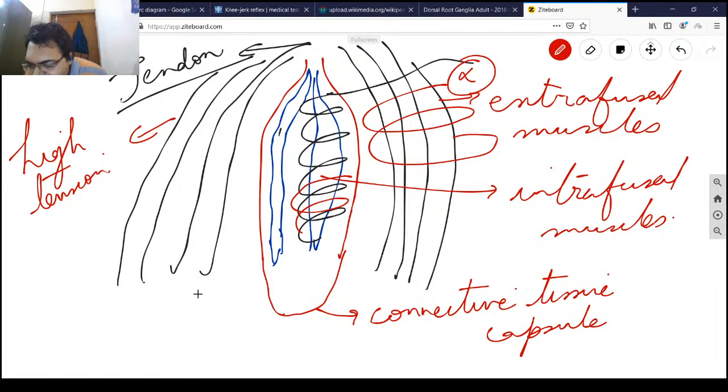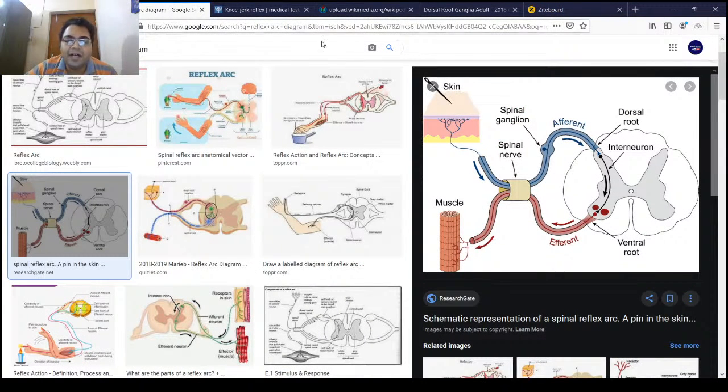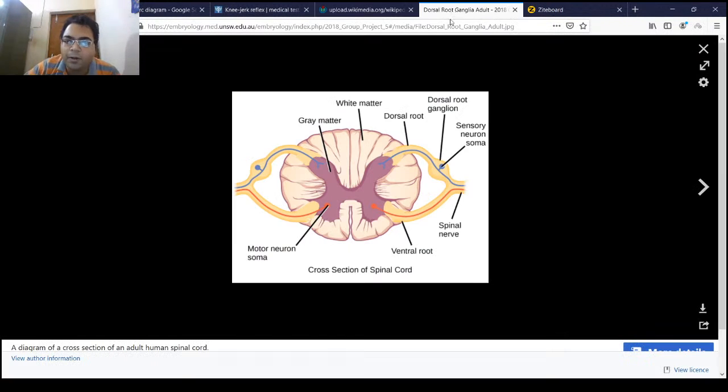So that is known as the entire extrafusal intrafusal muscular dynamics behind the reflex arc. So this is how reflex arc happens. So after that we can learn a little bit about the anatomy of the spinal cord also.